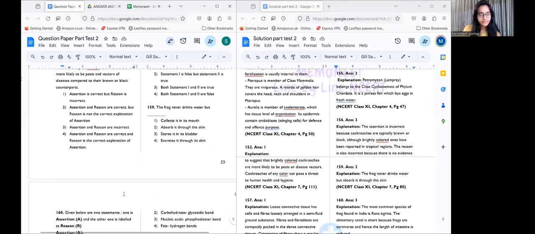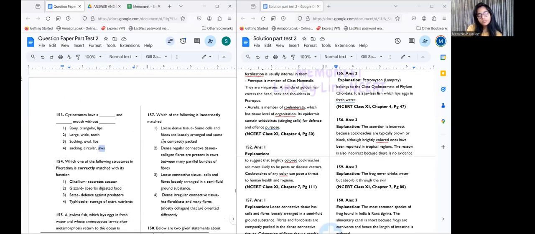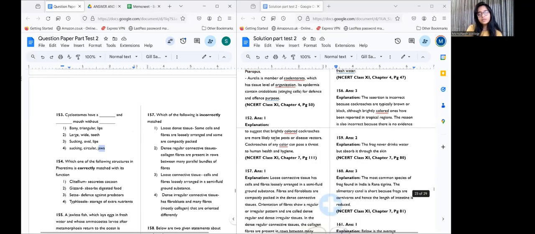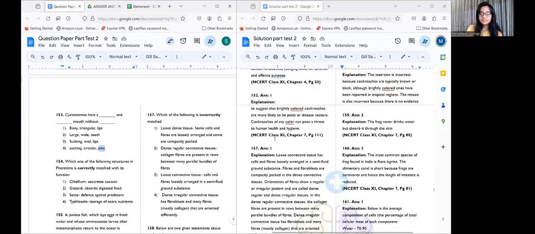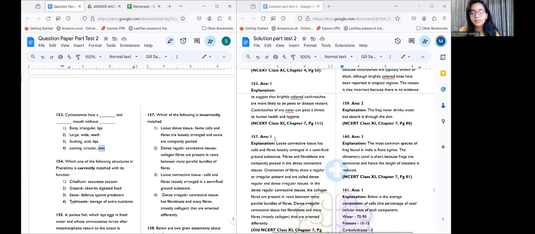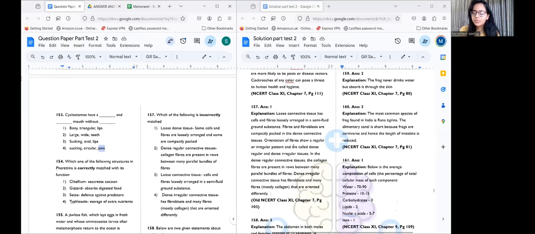For question number 157, which of the following is incorrectly matched? Now, this question is not a direct NCERT line, but it has a conceptual understanding behind it. So even if you couldn't answer this question, it's okay, but just keep the slight explanation behind it in mind. Basically, the different types of tissues mentioned here are loose connective tissue, dense regular connective tissue, dense irregular connective tissue. So we can see that it is regular and irregular, and connective tissue is loose and dense.